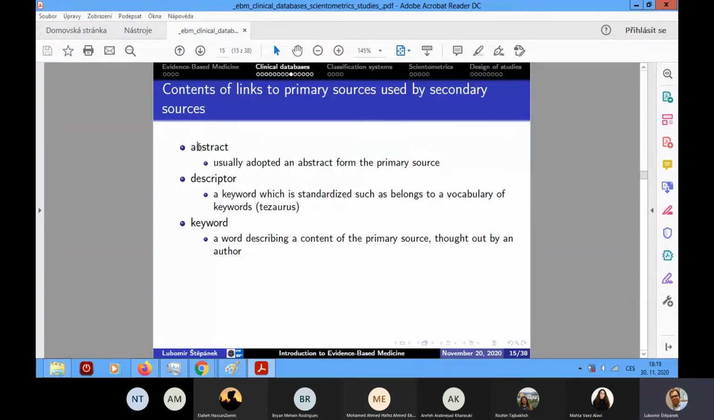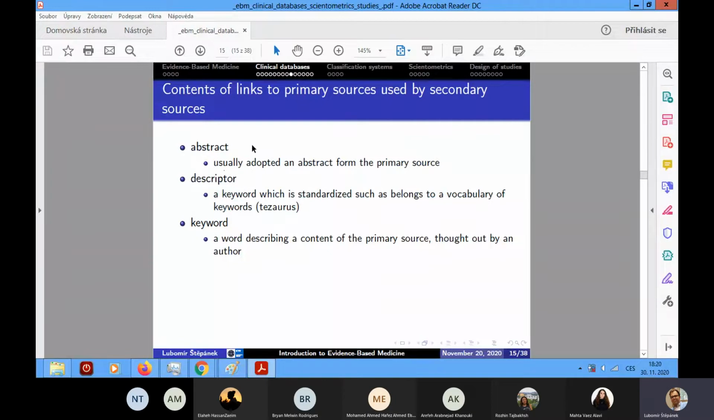One of the ways, and I think one of the most important, is using the abstract. Secondary sources include either abstract or descriptors or keywords, or they could include all of them. This is the way they are able to describe what the primary source they link to is about. So if they use an abstract, what is the abstract?